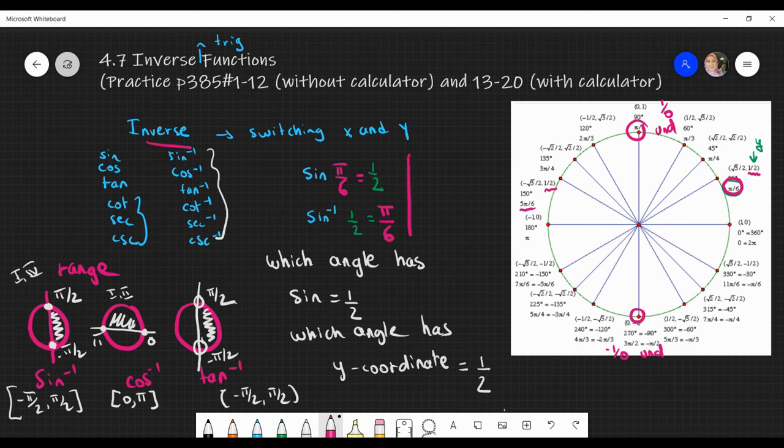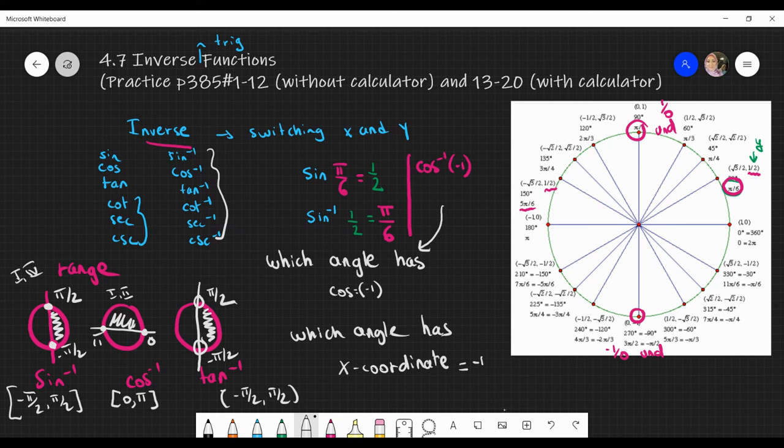Let's take another example. So if I say, what's the inverse cosine of -1? In words, I'm going to write this down. Which angle has cosine equals -1? In other words, which angle has x coordinate equals -1?